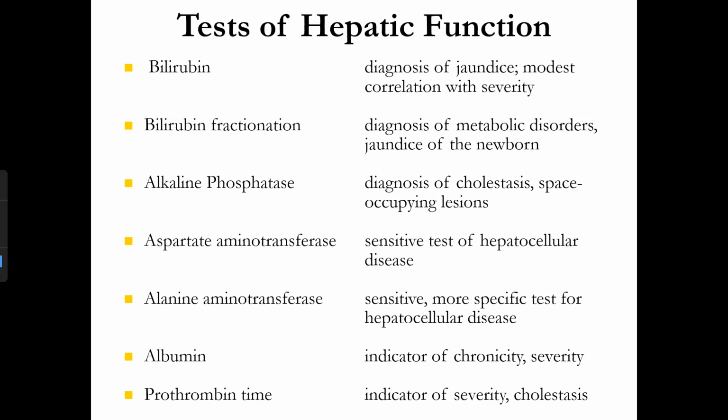Albumin, it's an indicator of chronicity or severity. So when we see hepatocellular disease or we see extreme hepatitis, there's inflammation going on in the liver that stops or slows down its production of proteins. The metabolic action of anabolism, or building those proteins, kind of slows. So you're going to see a decrease in the amount of albumin in the blood. Prothrombin time is an indicator of the severity of cholestasis.